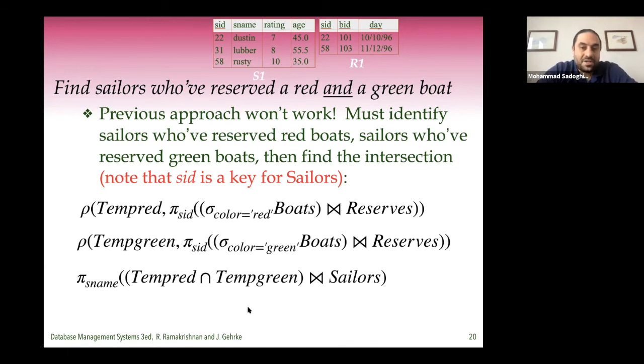We do have the intersection operator, so finding the intersection of all the SIDs that appear in both the red and the green, and then joining it with sailor to extract their name, to find all the sailors who have reserved both red and green.